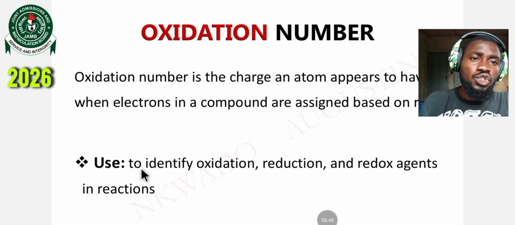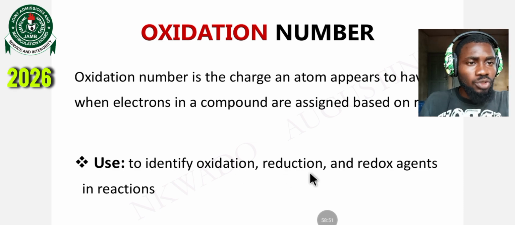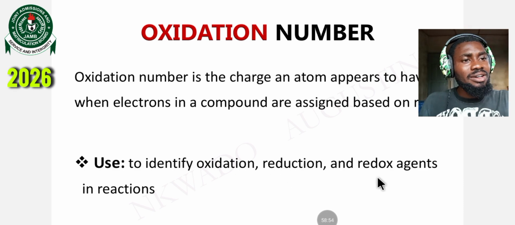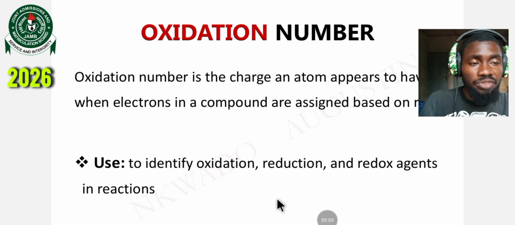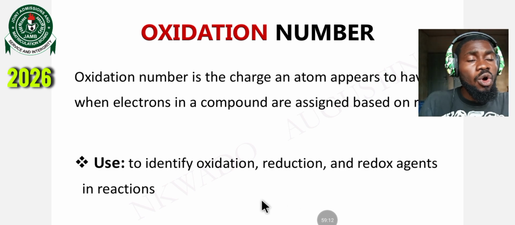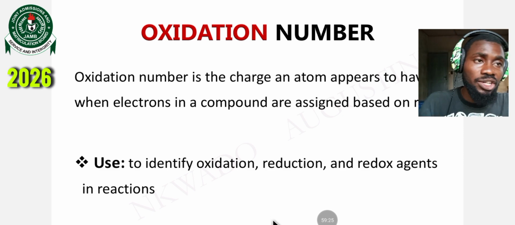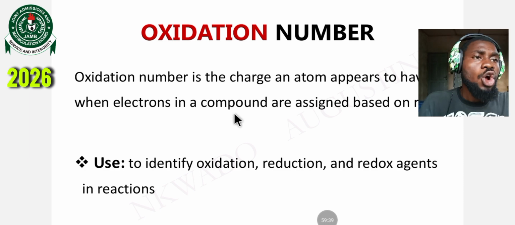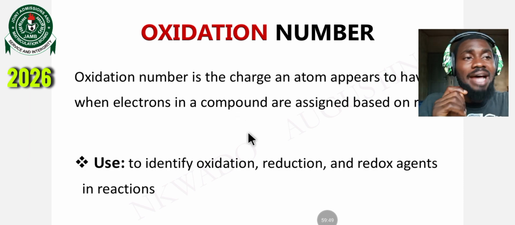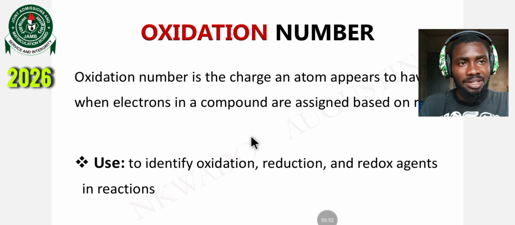What is the use of oxidation number? It is used to identify oxidation, to identify reduction and redox agents in reactions. So you use oxidation number to identify if a reaction is an oxidation reaction, if the reaction is a reduction reaction, or to identify the redox agents. Which of the agents lost electrons during the reaction? Which gained electrons? Oxidation number helps us ascertain these. Oxidation number also helps us name chemical compounds. That's another additional use of oxidation number.